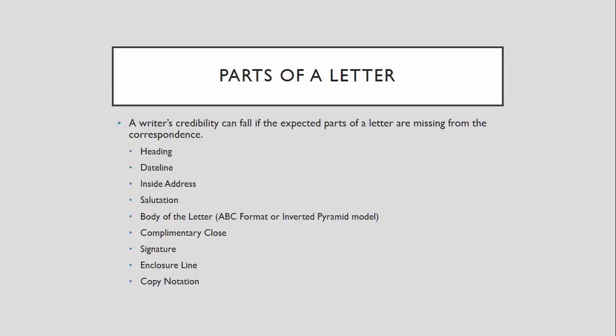and you may not actually need to use the enclosure line either. What is common for a standard letter is for you to have your heading, your date line, your inside address, your salutation, the body of the letter, your complimentary close, and your signature. Those things are standard. And then, if the need arises, you would have an enclosure line and a copy notation.